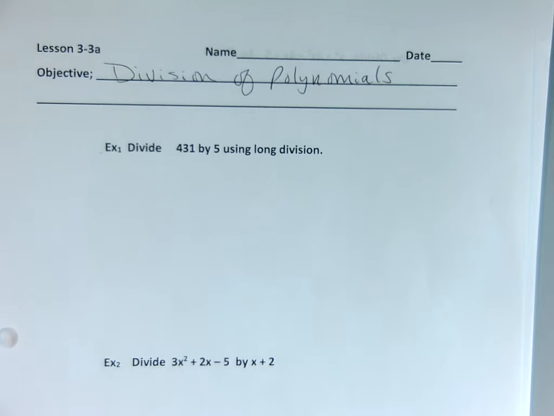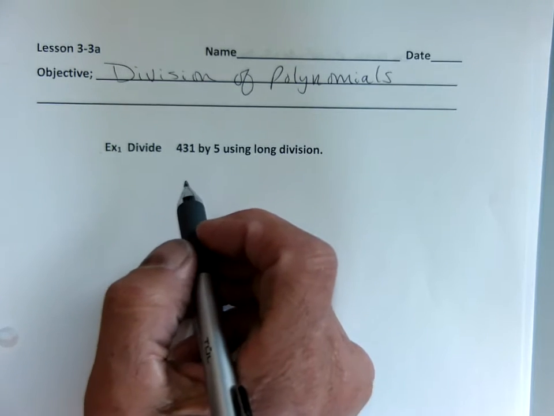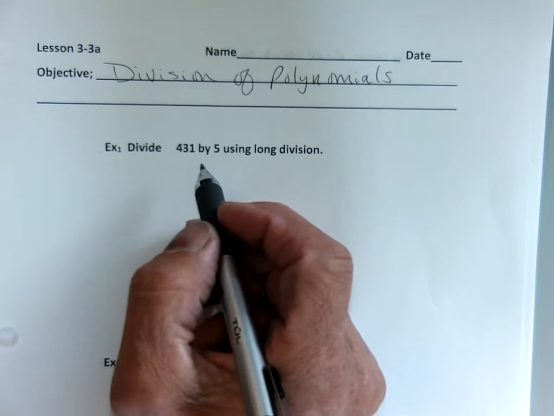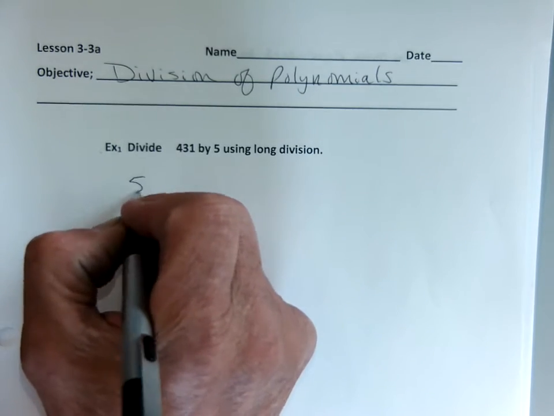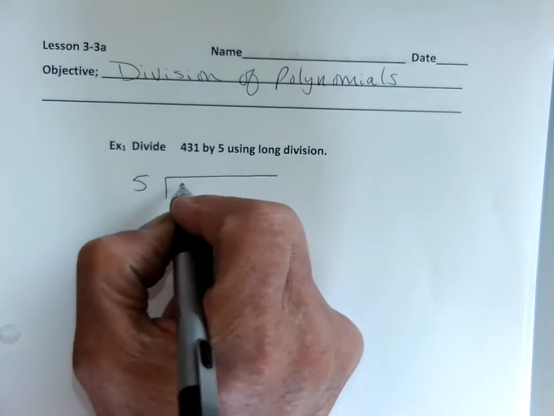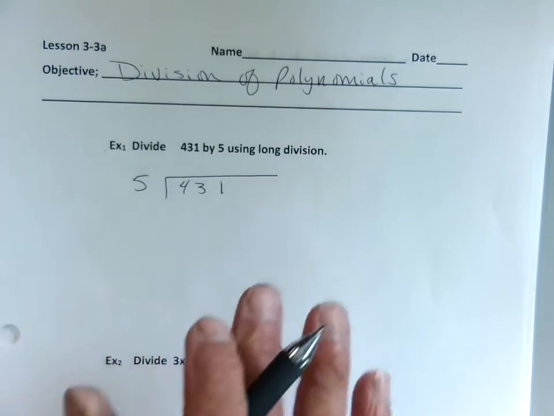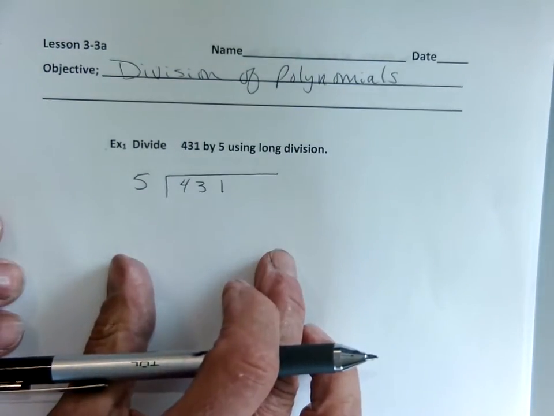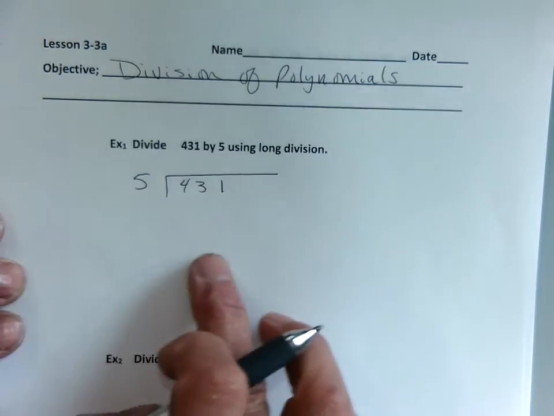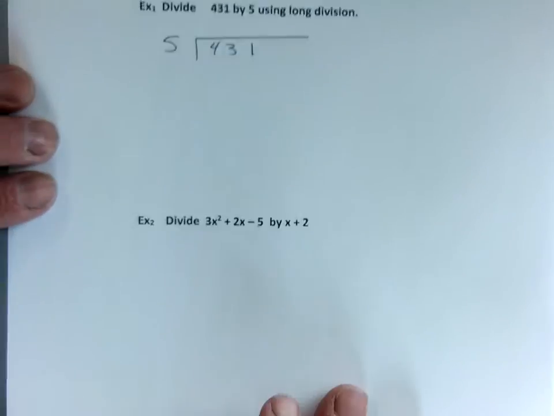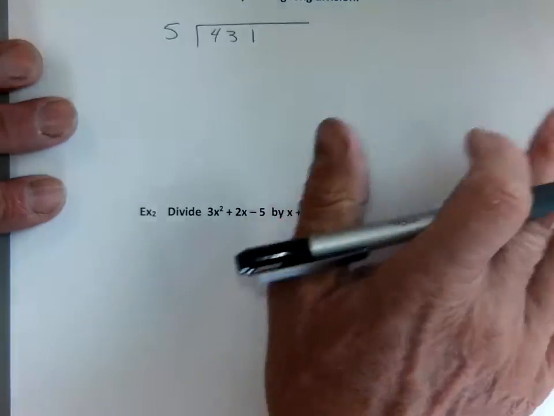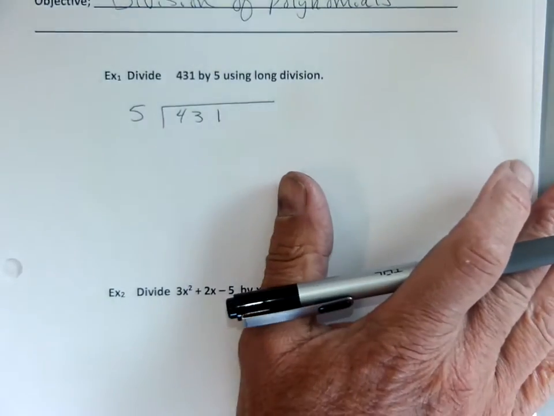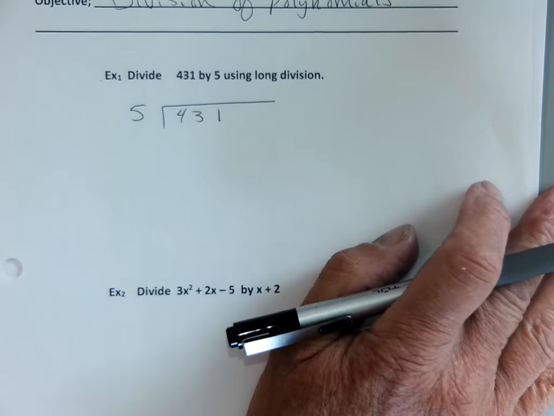Polynomials divide just like any number. So we're going to start with an easy example. We're just going to go back to 6th grade math. We're going to go 5 into 431. Now we want to show this because the same process that we do in 6th grade math division will be the same process we do in example 2. Exact same process, except there'll be x's and x squareds instead of numbers.